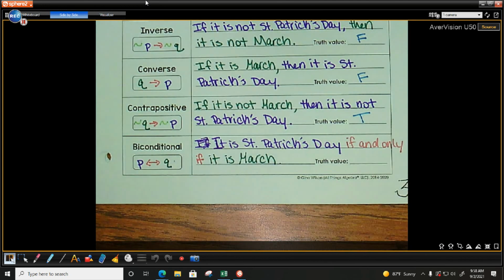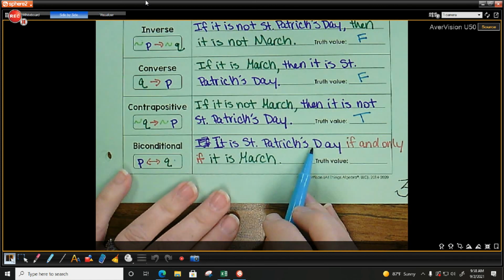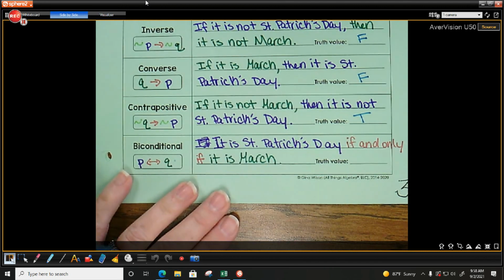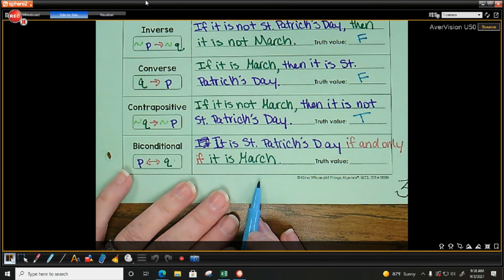So again, does this work both ways? If it's St. Patrick's Day, it's March. If it's March, it's St. Patrick's Day. If it's St. Patrick's Day, it's March. Is that true? Yes. If it's March, is it St. Patrick's Day? No. Not necessarily. So is this a true or false statement? This is false.